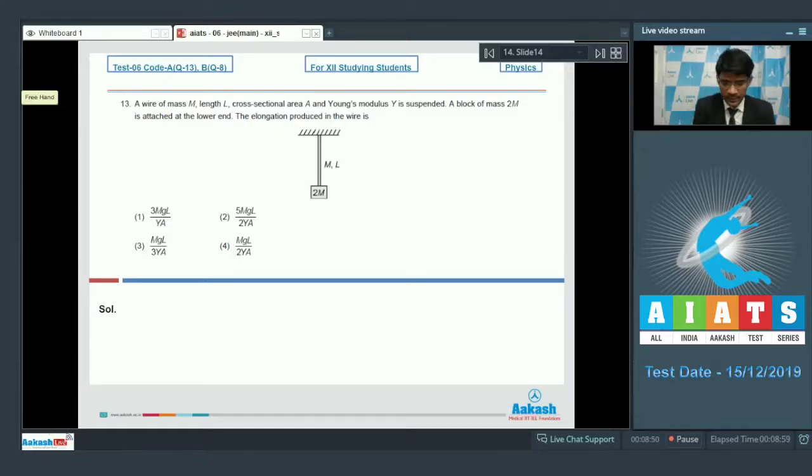We need to find the stress at a particular point x from the lower end. This mass being how much? 2m. So the total stress here will be 2m plus m divided by L into x, into g divided by A. This is the stress at this point.